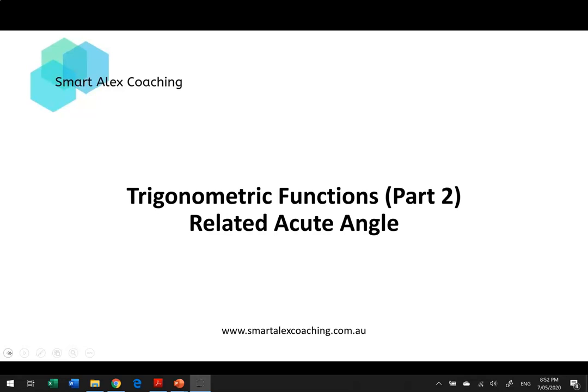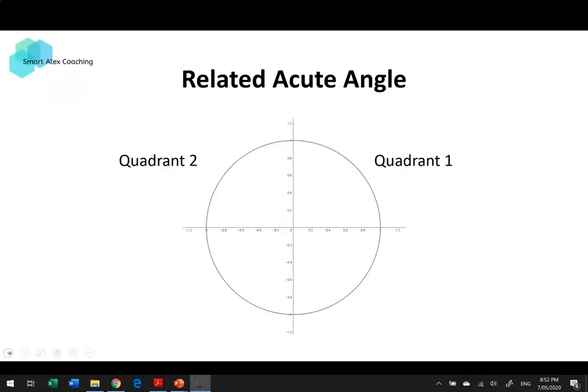This is part 2 of a series of videos on the trigonometric functions, and in this video we're going to be looking at the related acute angle. In part 1, we learned that sine, cos, and tan can be defined using the unit circle. One of the advantages was that instead of theta being restricted to being between 0 and 90 degrees, we can now work with obtuse angles, angles greater than 360 degrees, and even negative angles. But what I want to show you is regardless of what angle theta is and what quadrant it's in, we can always relate it back to the acute angle in quadrant 1.